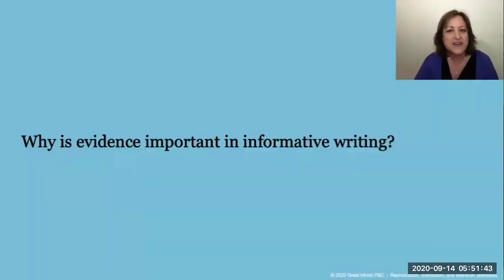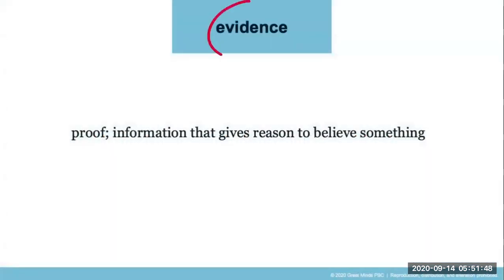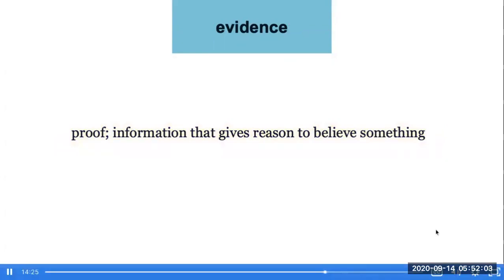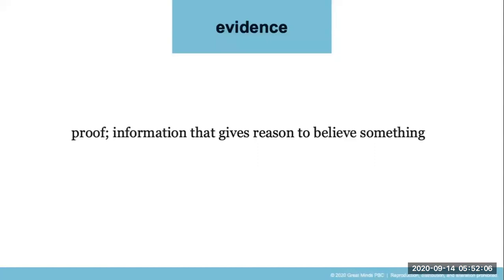Today we'll be learning about evidence and why it's so important in informative writing. Writers support their ideas with evidence, just like the legs on a table support the tabletop. Evidence is proof or information that gives reason to believe something. Writers use evidence to prove or support their topic sentences. Be sure to follow your teacher's directions when adding vocabulary to your journal. Hit the pause button to add this word and definition to your journal, and then hit play when you're ready to continue.